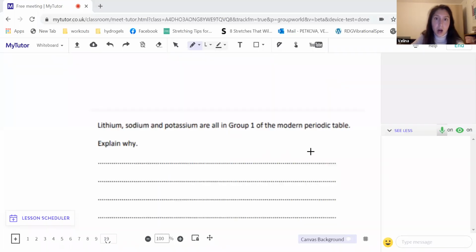Okay, so this one's a nice explanation question. So lithium, sodium, potassium are all in group 1 of the modern periodic table. So the group number, what does that tell us? So we need to say group 1, yep. They have 1 electron in their outer shell, perfect. And all lithium, sodium, and potassium have 1 electron in the outer shell. Therefore, they are in, yeah, group 1. Amazing. Well done, everyone.